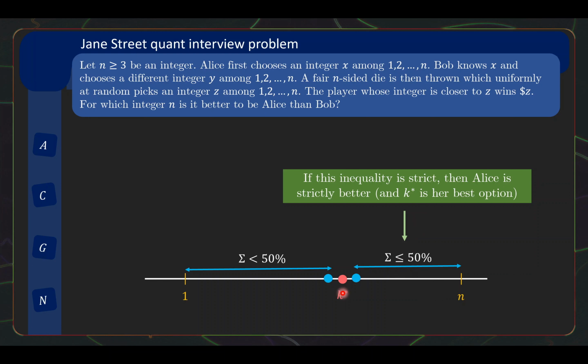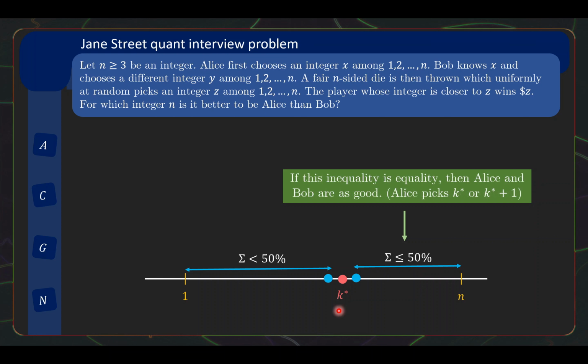Of course, you can check that this is actually her only option in this case, because once you move one step again to the left, it will now be Bob getting more than 50%. I'll just leave this quick check to you. But in the case where this is strictly less than 50%, it's better to just be Alice and take k star.